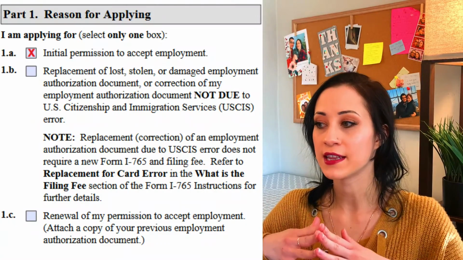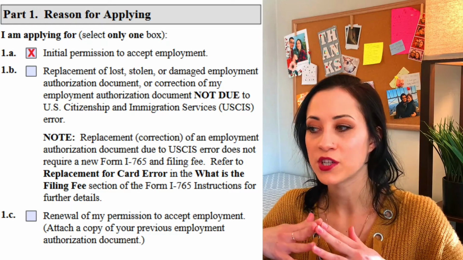Next, I wanted to talk about whether or not you have to select that you're applying for an initial 765 or a renewal. Say, for example, you have completed an OPT in the United States at some point before and you actually had an employment authorization document. If you are submitting this form as part of your now adjustment of status application, you will have to select question 1A, initial permission to accept employment, because now this is a part of a completely different eligibility category. Then this will be an entirely new employment authorization.